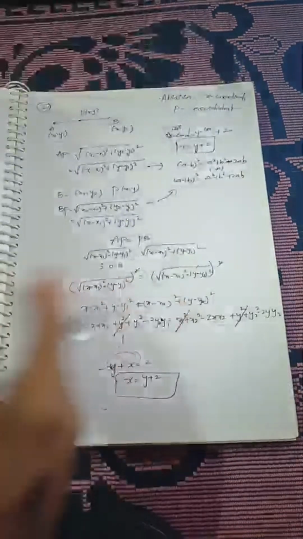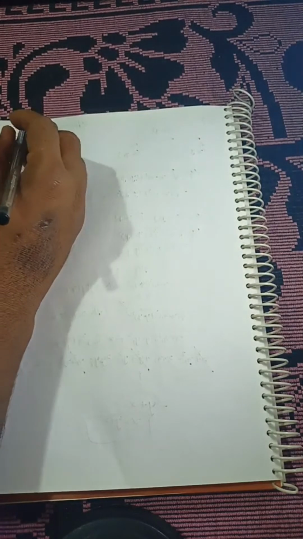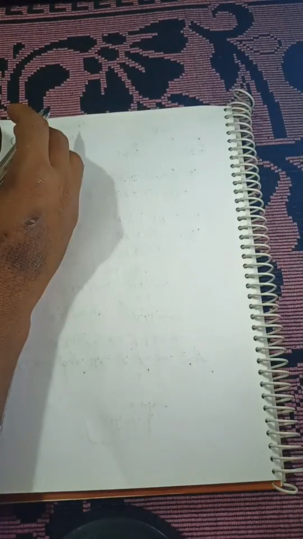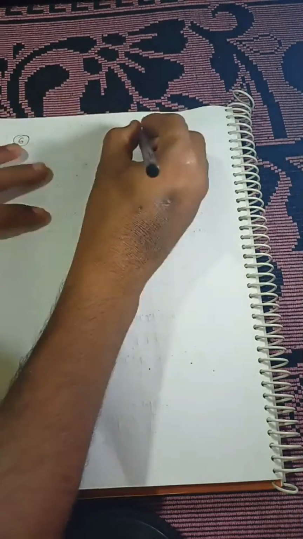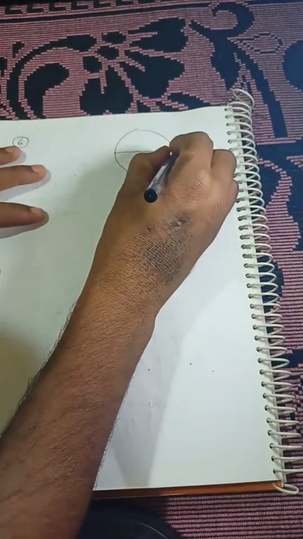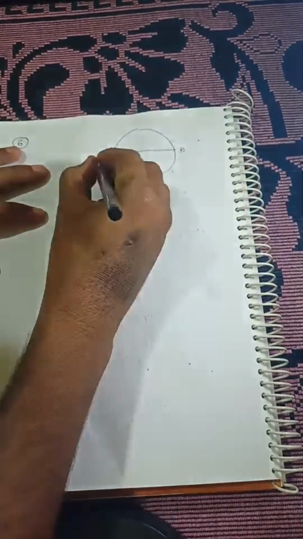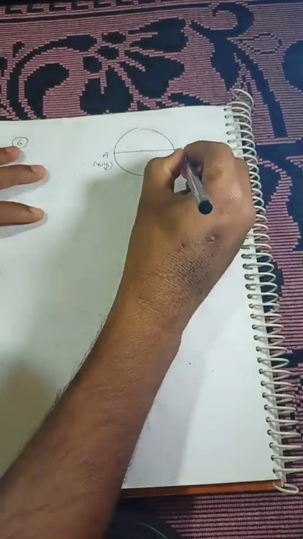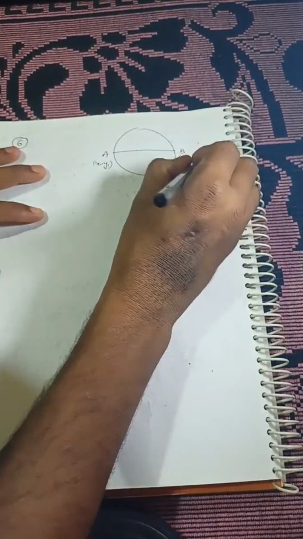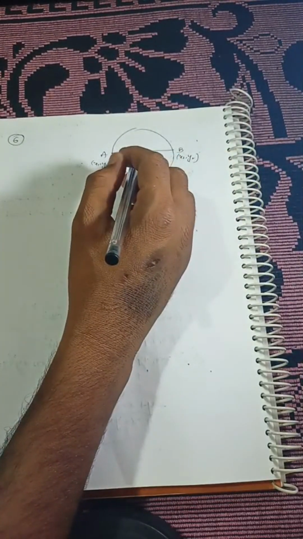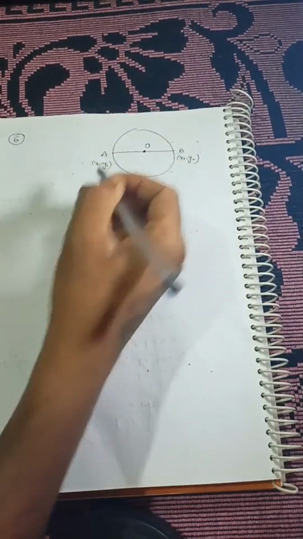Now see, I'm going to write the third one, the sixth one and the seventh. Let me write the sixth one first. Now see the question: the end points of a diameter of a circle. See, this is a circle, this is the diameter, this is point A, point B. The first point we are taking as x1, y1, the second point as x2 comma y2. This is the point I am taking as the center.